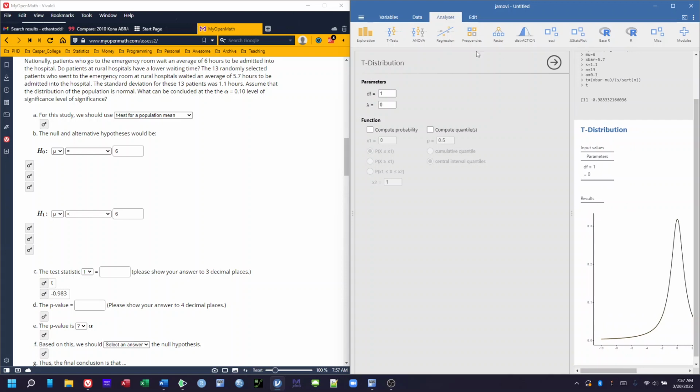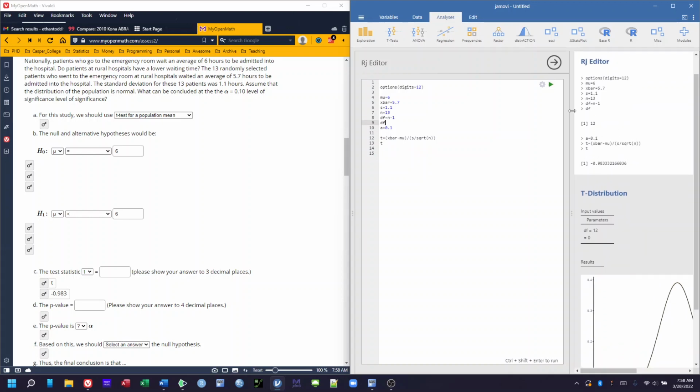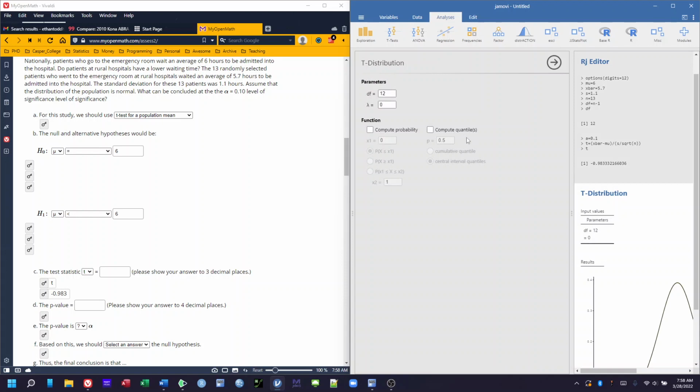All right, so I've got my t distribution. My degrees of freedom is not 1. My degrees of freedom is, in fact, 12. And I got that by adding this in here to say degrees of freedom equals n minus 1. So we can put in degrees of freedom. Let's just run that one more time. And so the degrees of freedom are 12. Just remember, degrees of freedom is equal to 12.